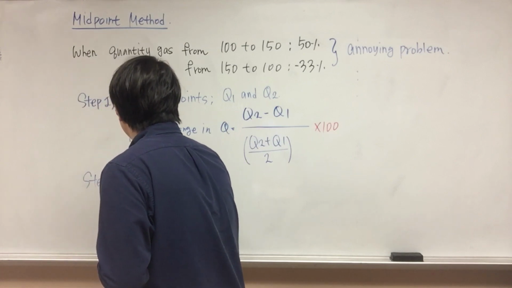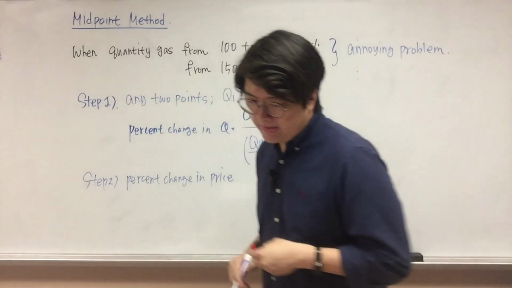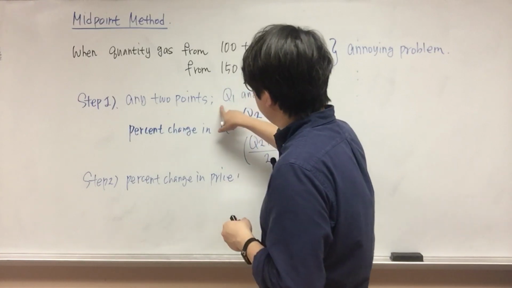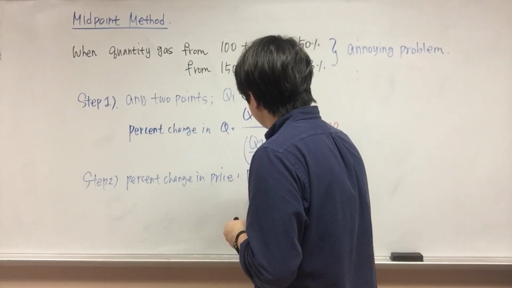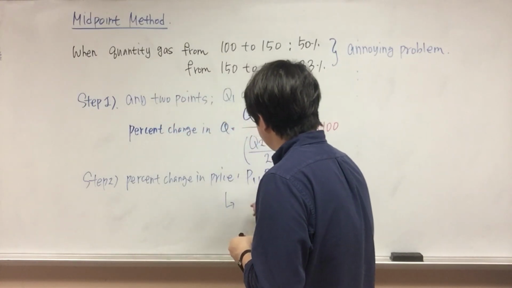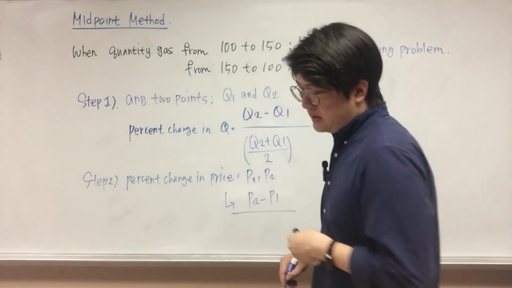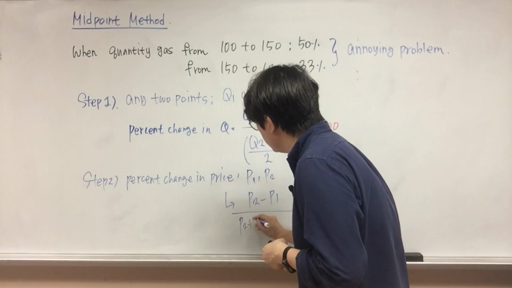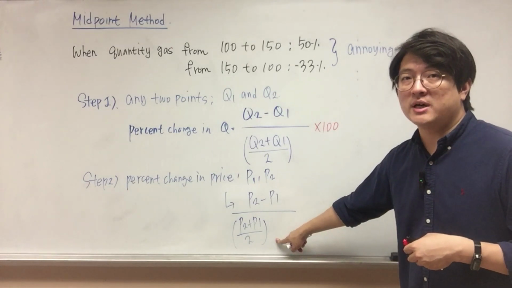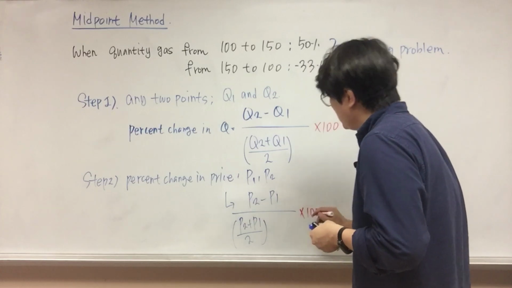Similarly, step two, percent change in price. How can you find it? Let's say from any two points we have P1 and P2. The percent change in price is P2 minus P1, divided by P2 plus P1 divided by 2, which is the average value of the two prices, times 100.